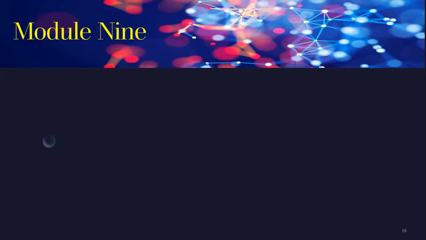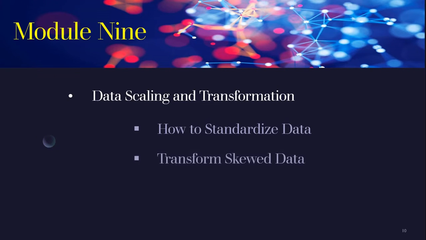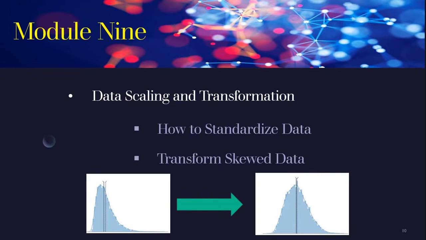In Module 9, you will learn very important pre-processing techniques in data science and machine learning, which are data scaling and transformation. You will learn how to standardize data to have the same scale, and you will also learn different transformation methods to deal with skewed data to make them normally distributed.